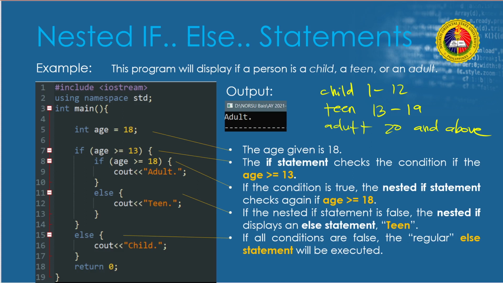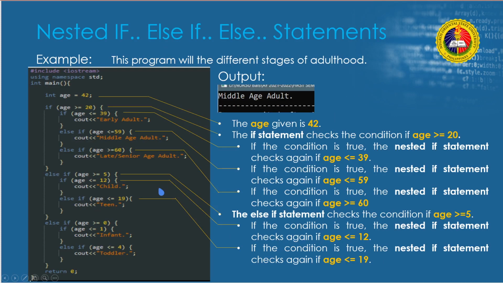Alright, so let's say for example, this is our condition. Hold on. Let's say if what we entered is less than 1, then it will say baby or infant. So if less than 1, then it's going to say infant. Alright, so we're going to create a program that will display if a person is a child, a teen, or an adult. So therefore, if it's less than, it doesn't make sense. Let's have another example instead.